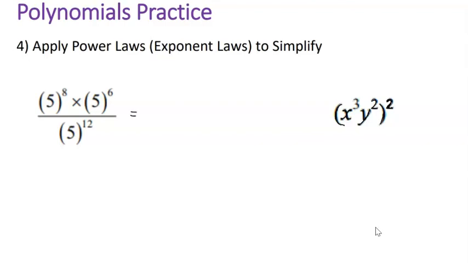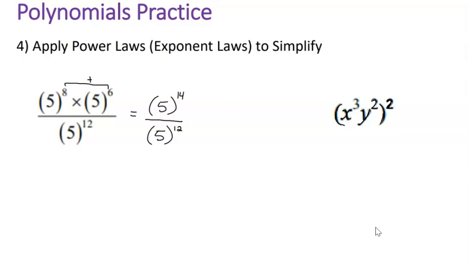So we're going to keep our bases, and we're going to add exponents when we are multiplying. So 5 to the power of 8 times 5 to the power of 6 means we add 8 plus 6. This becomes 5 to the power of 14. Now we're ready to do our quotient law. We're ready to divide.